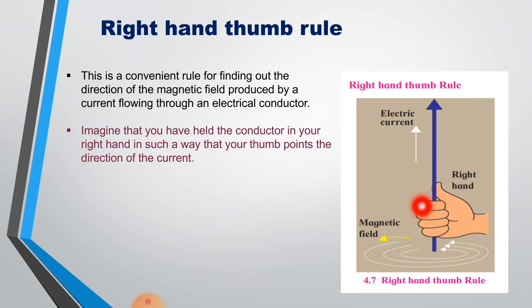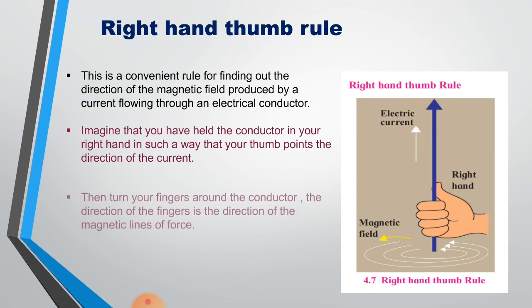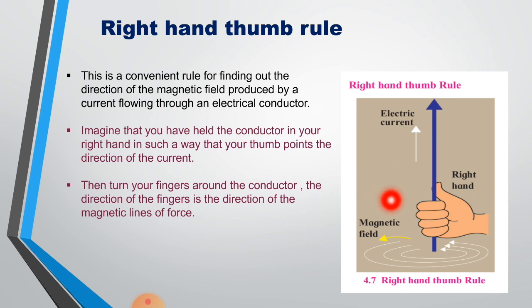So you have to arrange your right hand like this. Okay, so which direction will this thumb show? It will show the direction of electric current. Okay, then turn your fingers around the conductor. The direction of the fingers is the direction of the magnetic lines of force. And which direction will these curled fingers show? They will show the direction of magnetic field. Here you can see all the magnetic fields are arranged in a circular manner.